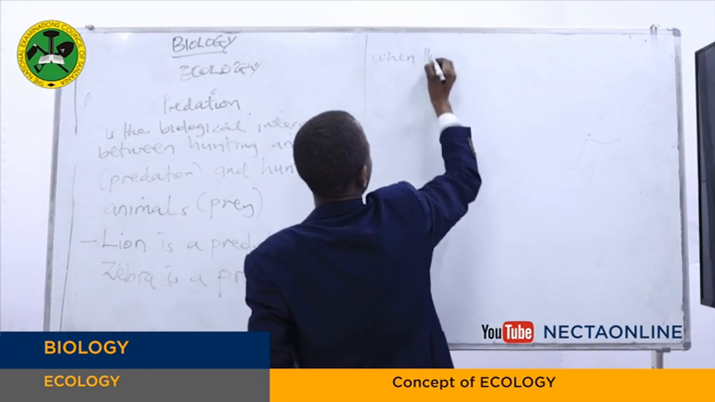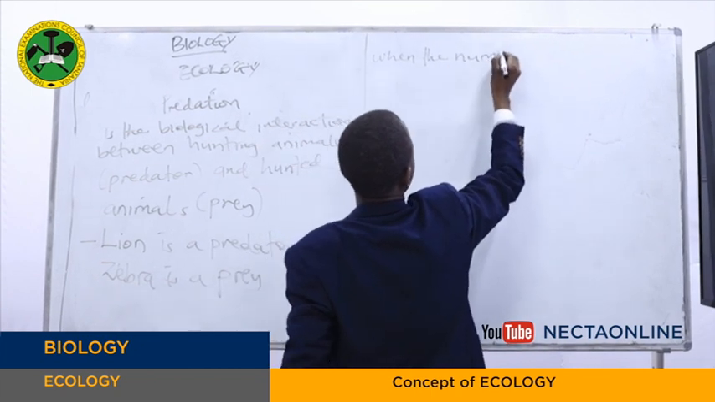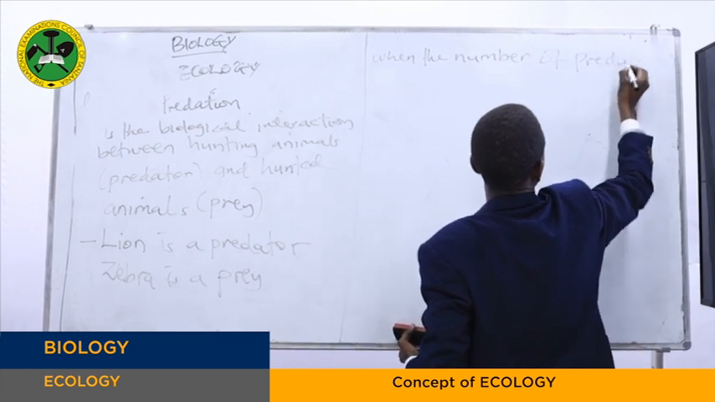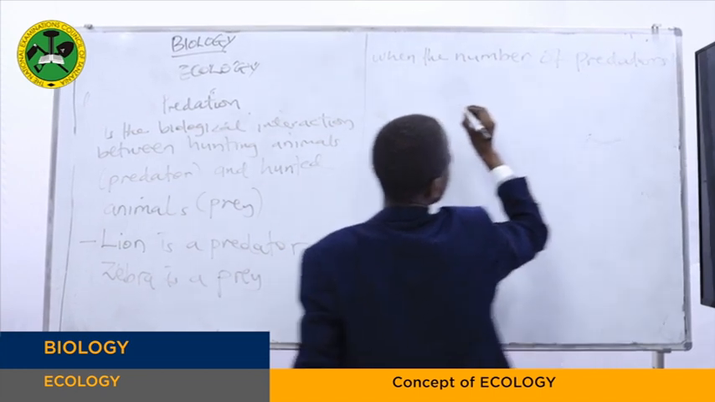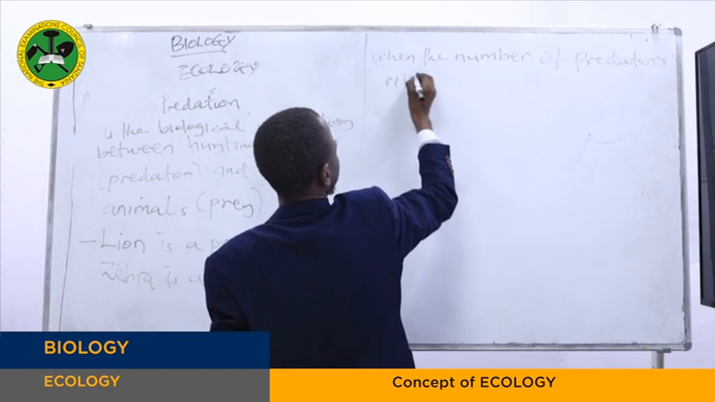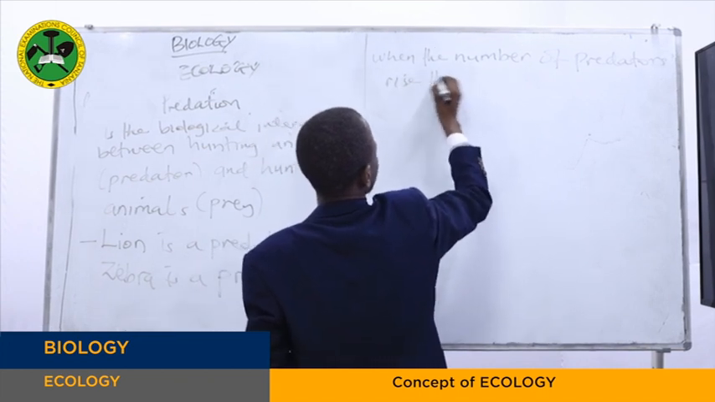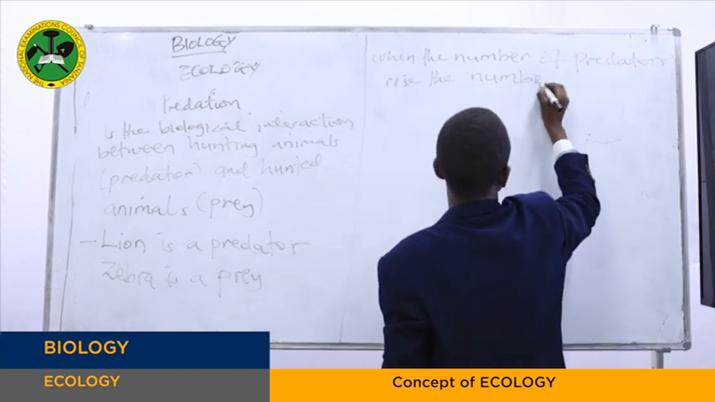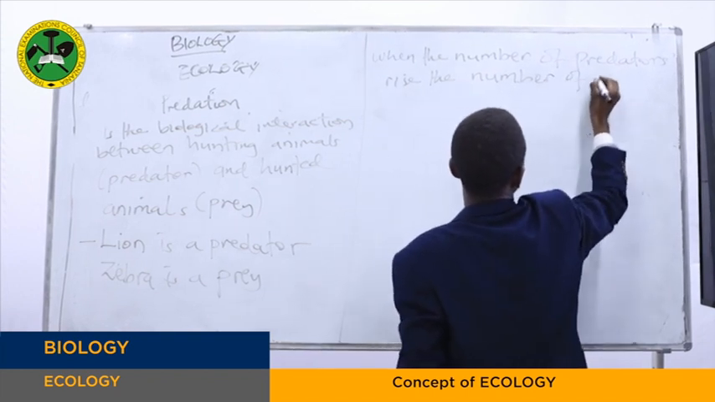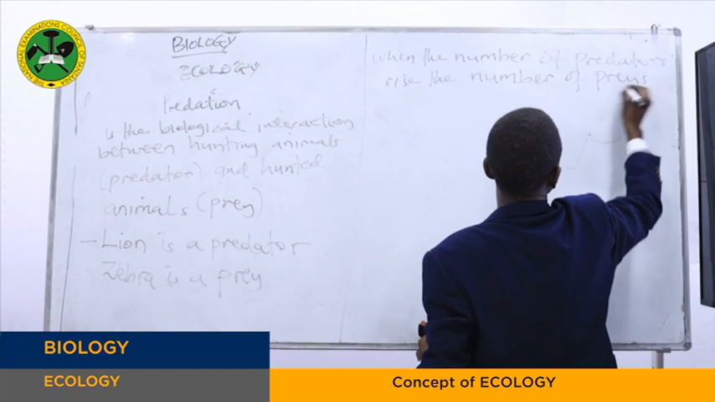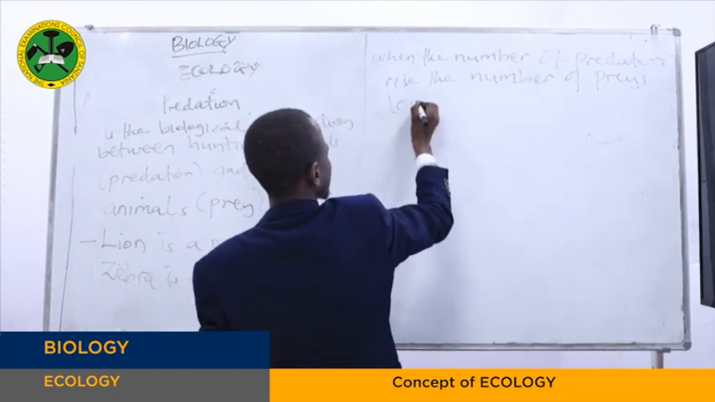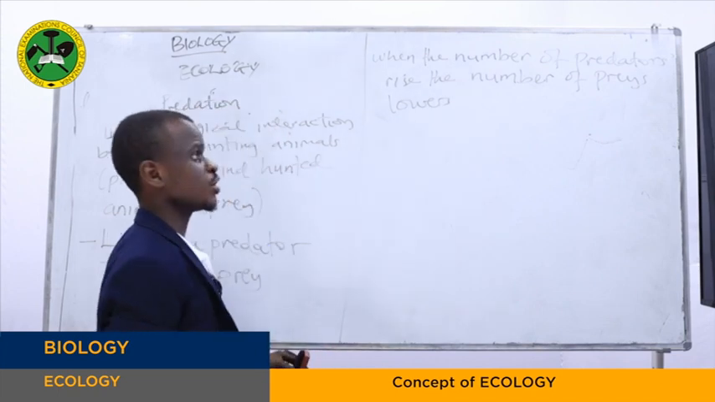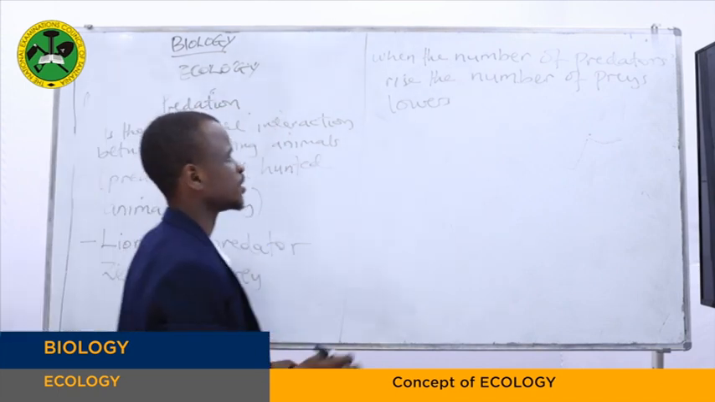When the number of predators rises in the ecosystem, the number of prey lowers. The number of prey in the ecosystem lowers. Why? Because the predators will be consuming more of the prey.